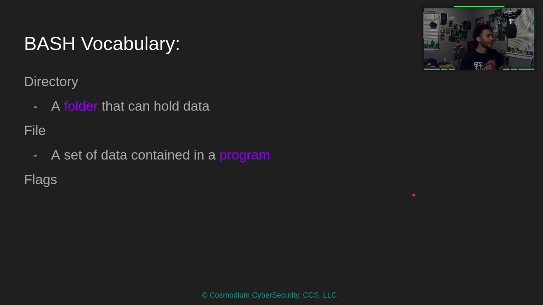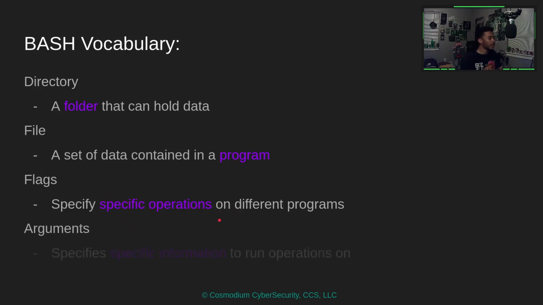Something else we have are flags. Flags basically specify specific operations in different programs. We'll learn a little bit more about what a flag is, and I'll point them out as we go through the course, but just know that they specify specific operations. Arguments do something similar, but they specify information, specific information that we can run operations on. You will see a little bit more about how these two are interlinked later, but until then, just know that these are the terms for those things.